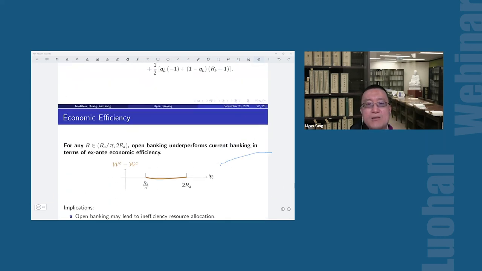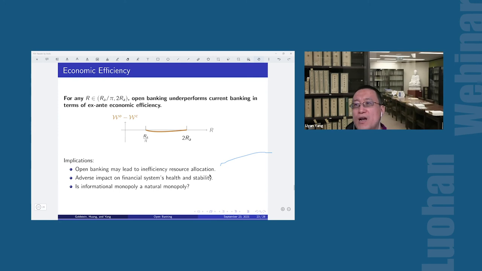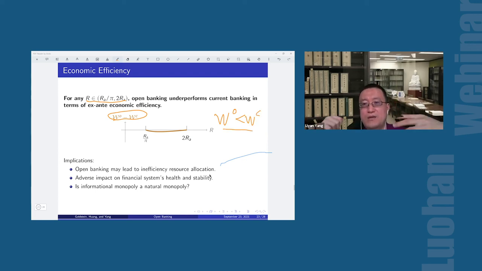So the result is very striking. We found that, at least in our parameter range, open banking is always bad relative to the current system in terms of overall welfare. It's always negative. We plot the difference, basically meaning open banking welfare is always smaller than current banking welfare for the current parameter range. So always smaller. So why is this the case?